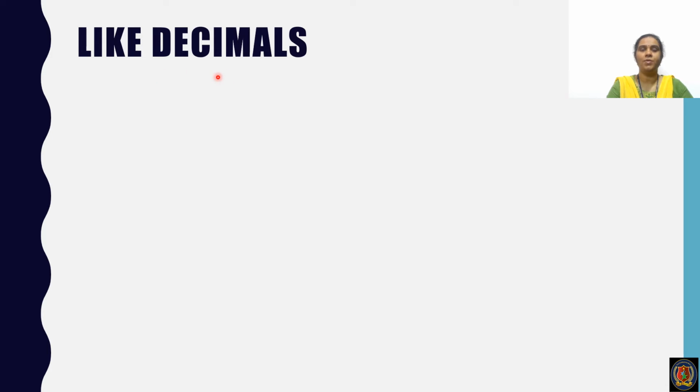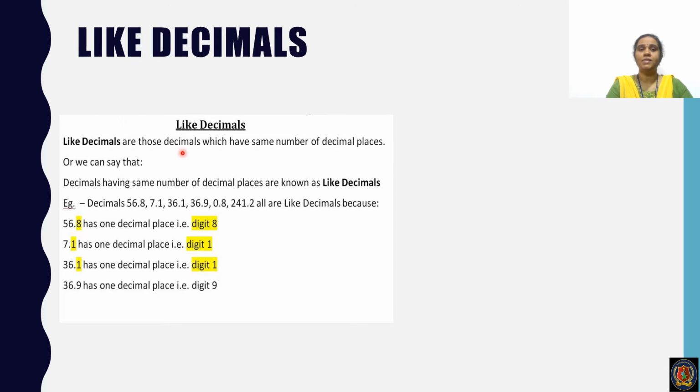Now we are going to see about like decimals. The numbers which have the same number of decimal places are called like decimals. For example, you see the numbers 56.8, 7.1, 36.1, 36.9, 0.8, 241.2. All are like decimals because they have only one decimal place. Here you see all are having only one decimal place. You should not consider the whole number part.